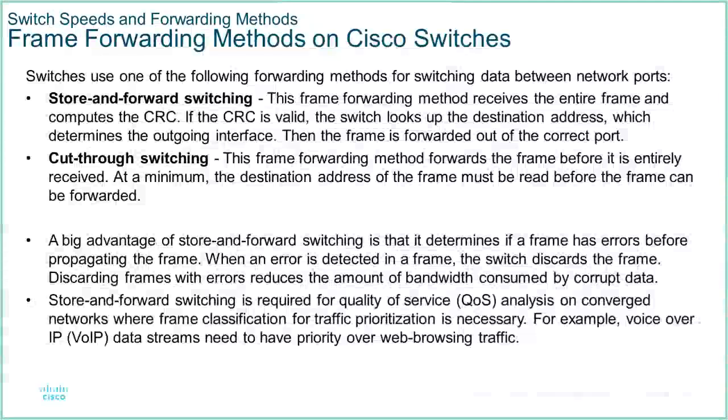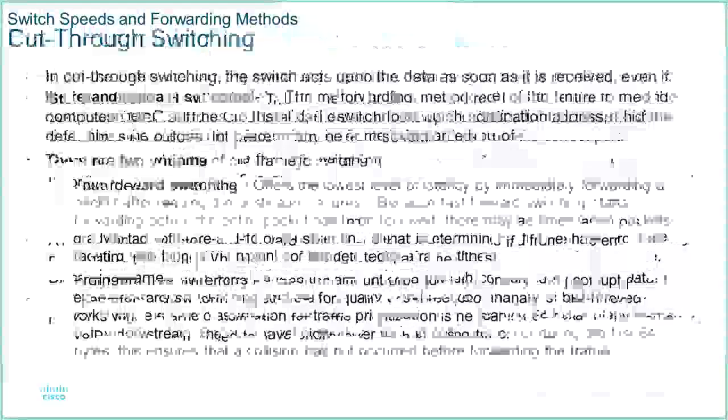Store and forward is used for quality of service analysis, and that requires the whole frame to arrive so it can do a full analysis on the frame before doing classifications and things like that. So, horses for courses.